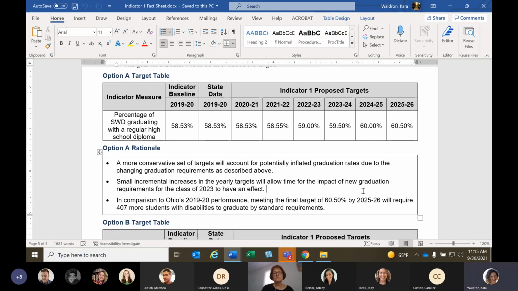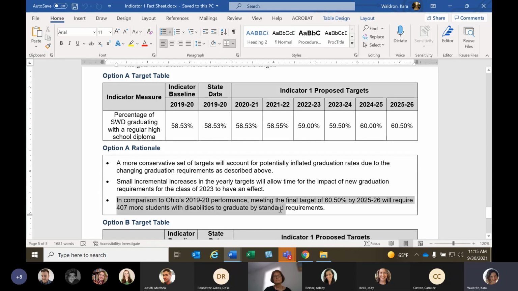So another new feature to consider now, and this will apply to every other indicator going forward, because we have actual targets in front of you now instead of a growth approach that was required for indicator 3, we want to give the lens of how many kids we are talking about. How many students are we talking about?